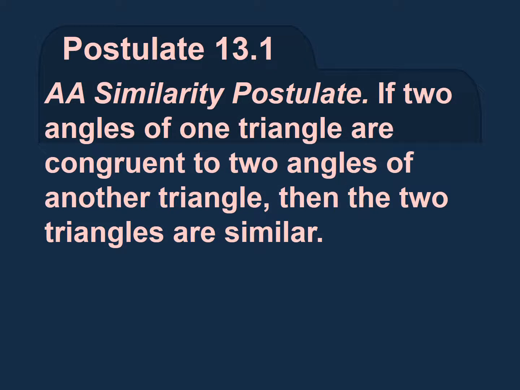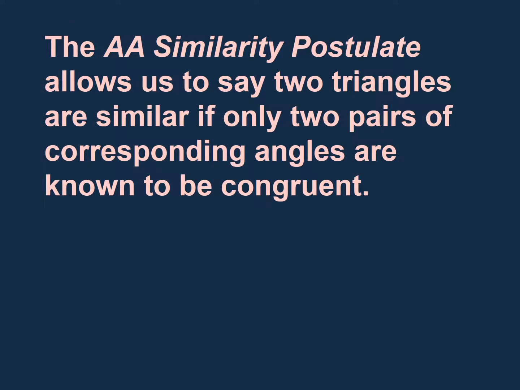Postulates that help us prove similarity. There's the angle-angle similarity postulate. It says if two angles of one triangle are congruent to two angles of another triangle, then the two triangles are similar. They're not congruent, they are similar. So being similar means that all the angles are the same, but the sides are not congruent. The proportions of the sides, the ratios of the sides are equal to each other. So the angle-angle similarity postulate lets us say that two triangles are similar if only two pairs of corresponding angles are known to be congruent.